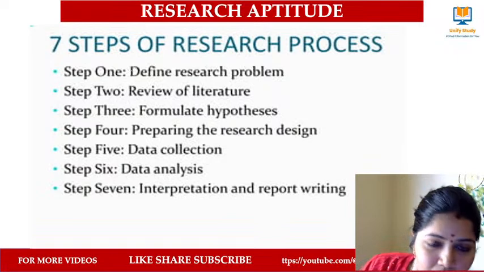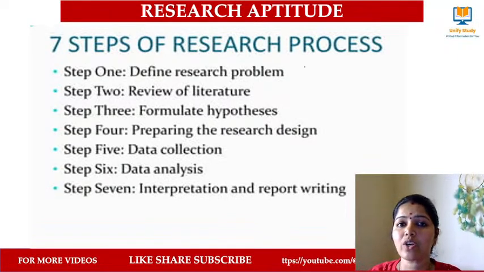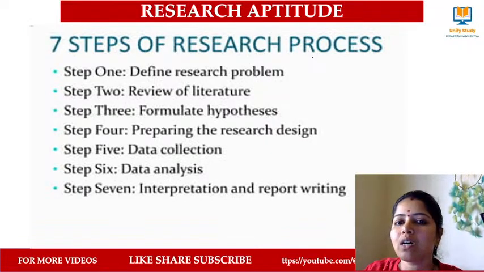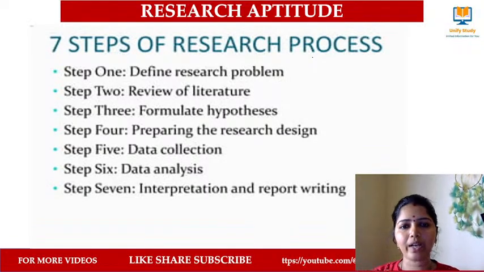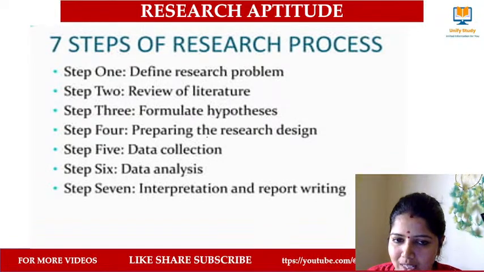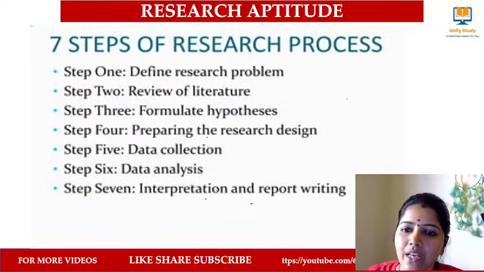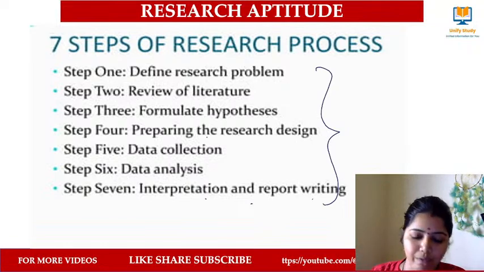Whenever we say it's a research process, we said in qualitative we are flexible research process. In quantitative we have a systematic way of research process. So when it comes to a generalized research process, these are the 7 steps: defining a research problem, review of literature, formulating the hypothesis, preparing the research design, data collection, data analysis, interpretation and report writing. So these are the important steps of research that we follow.